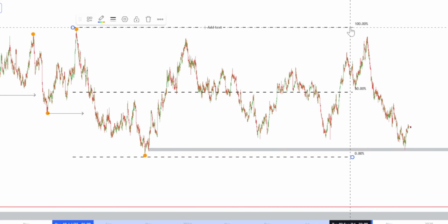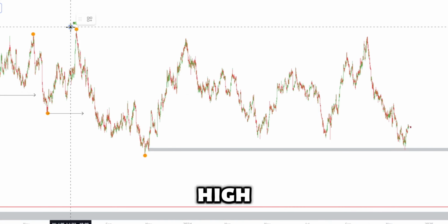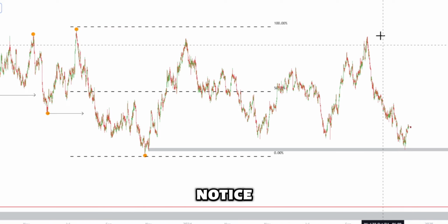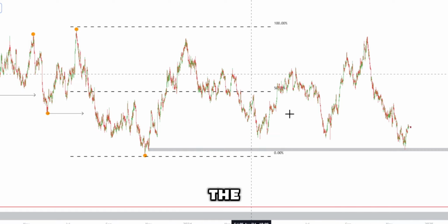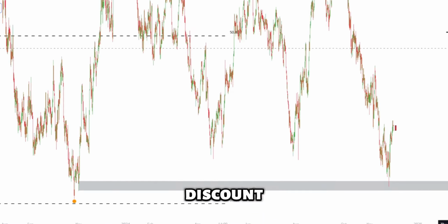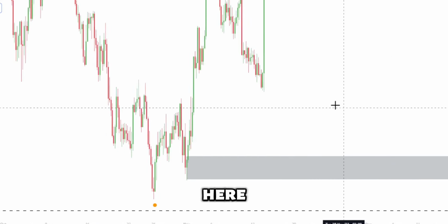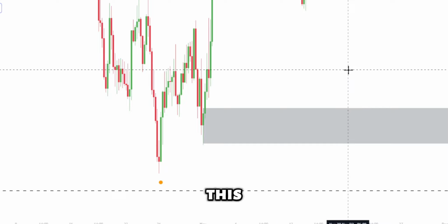We understand we are dealing between a structural high and a structural low, right? This is how we use our Fibonacci tool. So now notice how we've had an aggressive move from the premium all the way down to the discount, right? Also, look at the intricacy in price. Look at how price behaves over here. I want to draw traders' attention to this area over here, right?